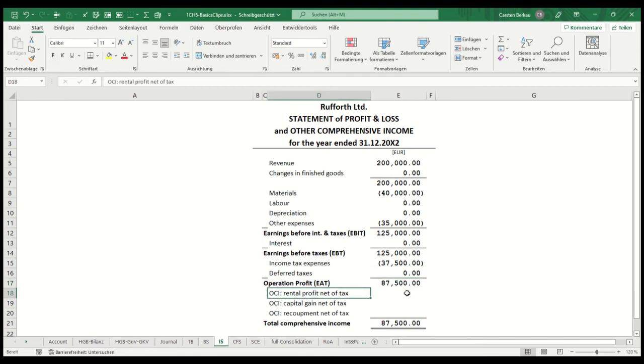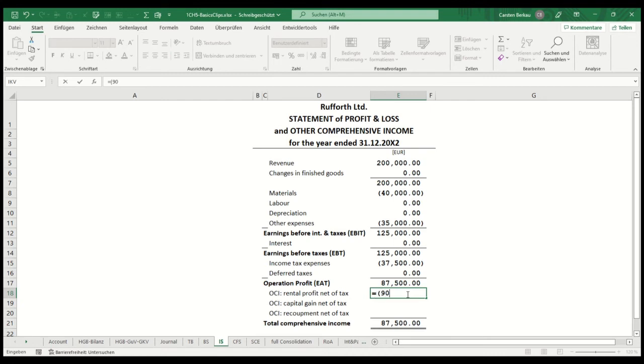The other comprehensive income is rental profit, capital gain and recoupment. I now have to calculate the profit after taxes based on the other comprehensive income. I start with the rental profit. Rental profit is 90,000 less depreciation 20,000, which I have to multiply with the tax shield. So the tax shield in accounting always means it is 1 or like 100% less 30% for the tax rate. That gives us the rental profit after taxes.